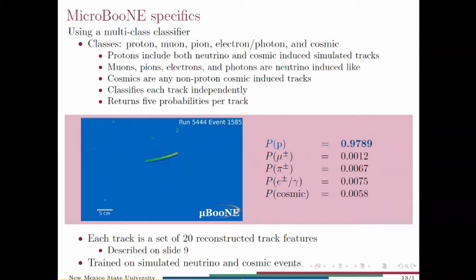So here's an example from a data event in MicroBooNE. We put in this reconstructed track. Well, this is the raw data, but the reconstructed track has about 20 of those track features that I described earlier, like position and charge deposited. And then it outputs what type of particle, of these 5 classes, it thinks it is. So this one thinks it is very likely to be a proton. So that looks good.